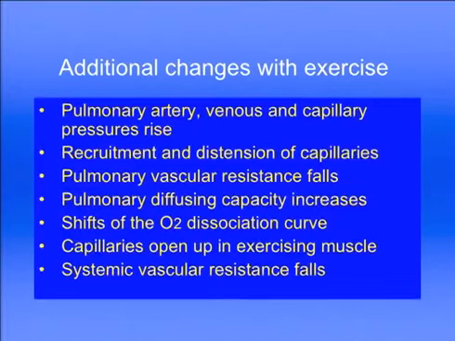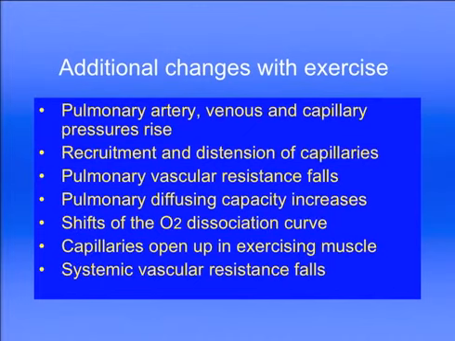Okay, so during exercise a number of other things change, and I'll just mention them briefly. I mentioned the increase in cardiac output, and that's associated with an increase in the pressures in the pulmonary circulation. Both the pulmonary artery pressure rises, of course, because you've got to move more blood flow through the pulmonary circulation. The pulmonary venous pressure also increases because the left ventricle needs an increased filling pressure to increase its output.